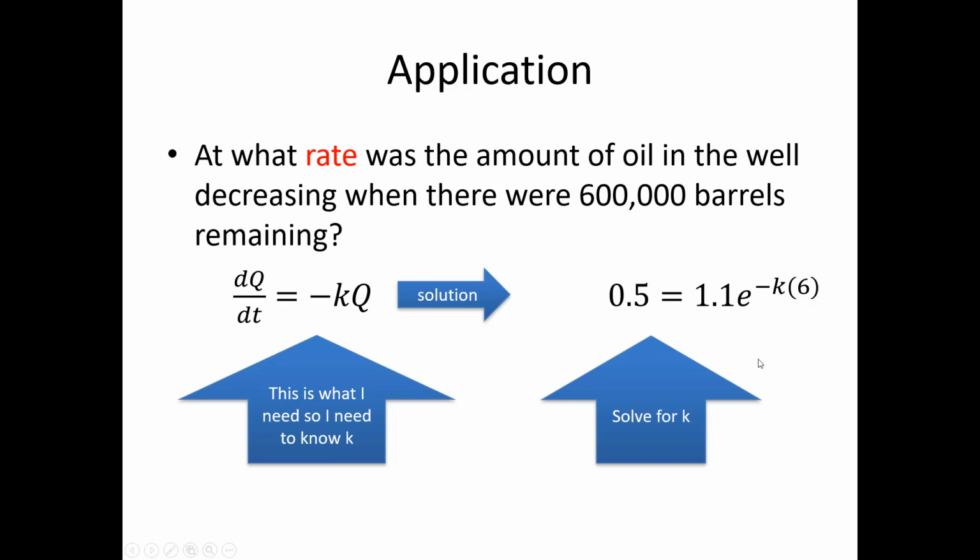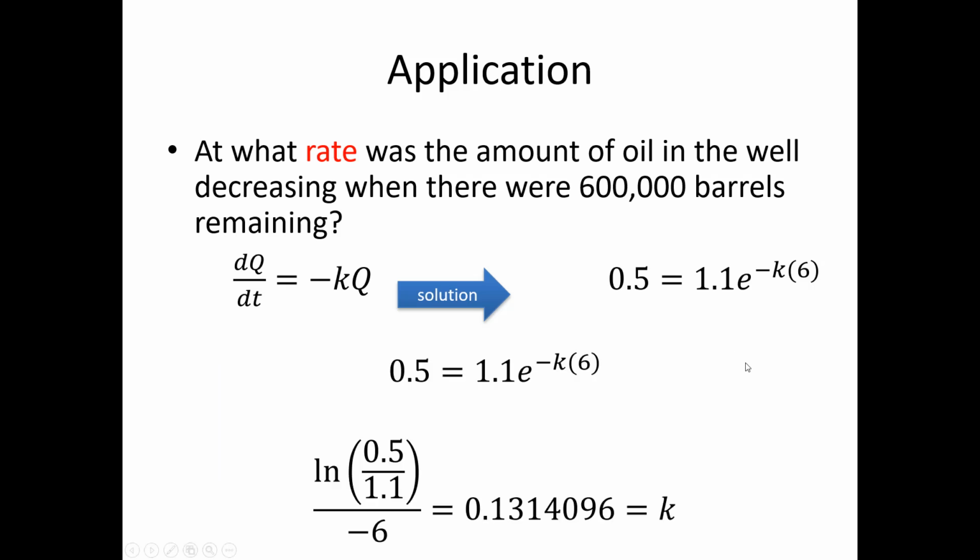We've worked problems like this. There are many steps in between where you can see what the steps are. The first step is take 0.5 and divide by the 1.1, so that piece gets moved over there. Then you have your e to the negative 6k, so you natural log that piece to bring that down. Then you divide by negative 6 and you get your value of k.